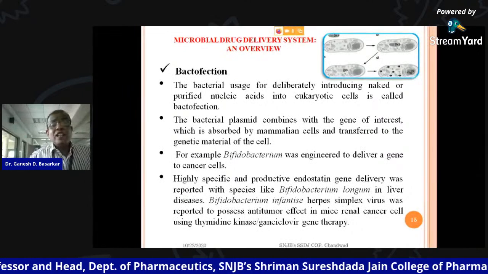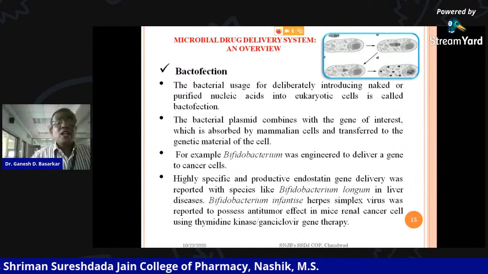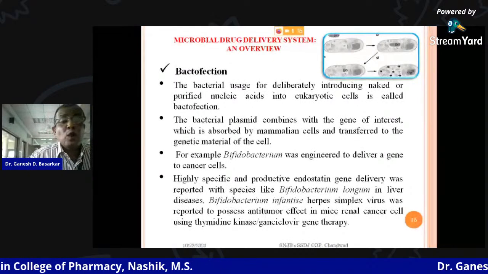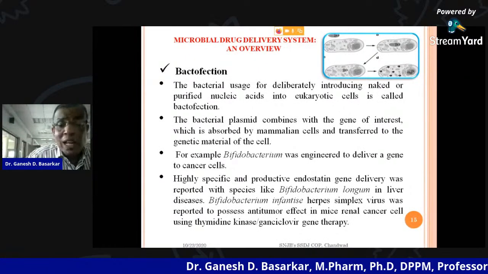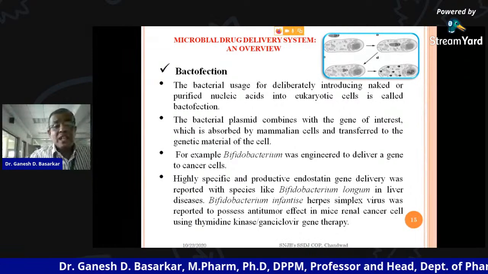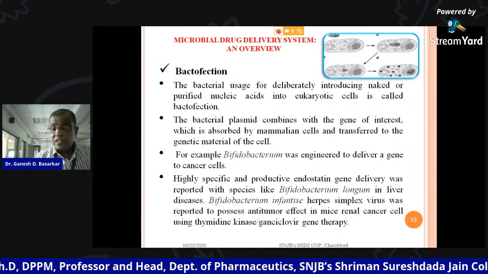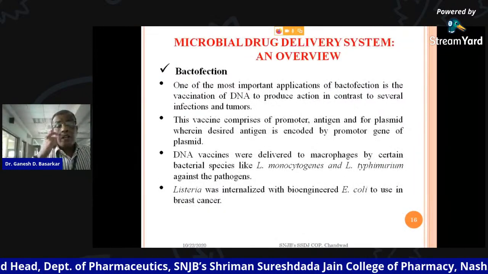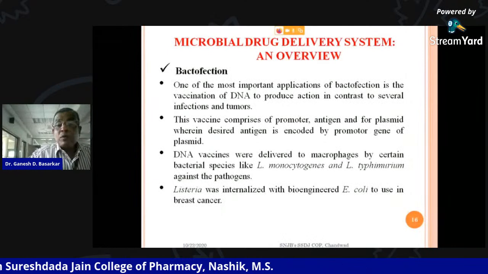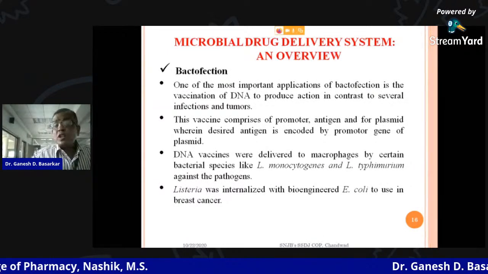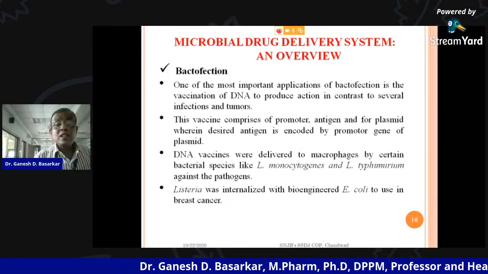Another interesting part is bactofection. This is genetic engineering, where bacteria are used to deliberately introduce naked or purified nucleic acids into eukaryotic cells, known as bactofection, and this is one of the best methods all over the world. Scientists are utilizing this, and an example is Bifidobacterium, used with herpes simplex. Similarly, for DNA vaccination, Listeria monocytogenes and Listeria typhimurium are bioengineered with E. coli, so that by utilizing bactofection, the drug delivery system can be utilized.